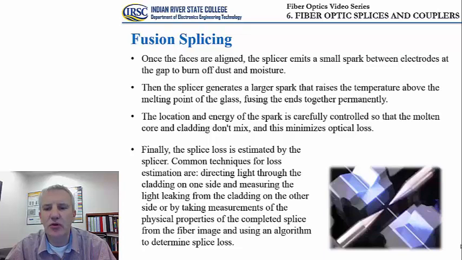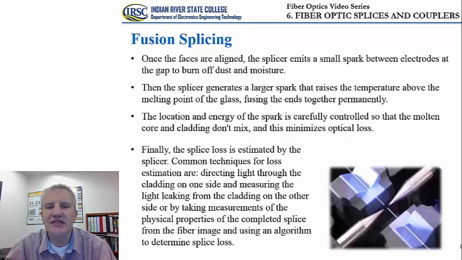So that's the first step during the whole splicing process. Then the splicer generates a larger spark that raises the temperature above the melting point of the glass. We're talking about 2000 degrees C, and finally the ends of the two fibers will be fused permanently. The location and energy of the spark are very carefully controlled so that the molten core and cladding do not mix, and that's going to minimize the optical loss. This is especially important in the case of single mode fibers.